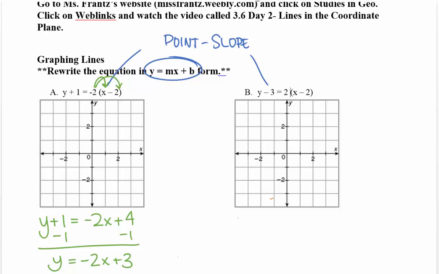Now this looks like something we can graph. We're going to start with the y-intercept. So go up 3, make a point. And then our slope is negative 2. So remember, we can write that as negative 2 over 1, which means go down 2 over 1, down 2 over 1. You can make as many points as you want, and then all you gotta do is connect the dots.